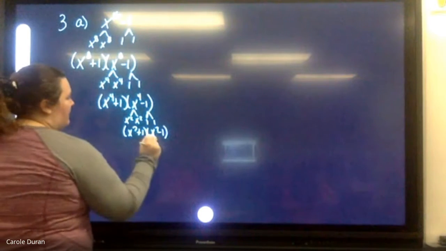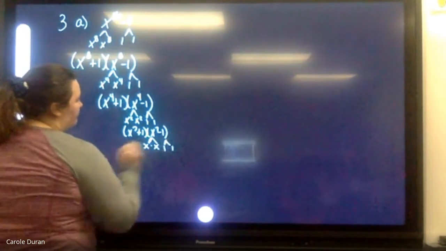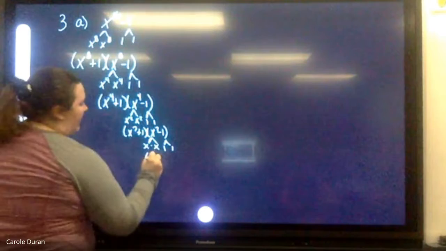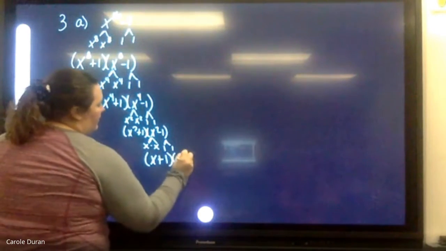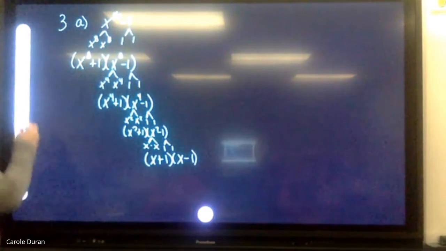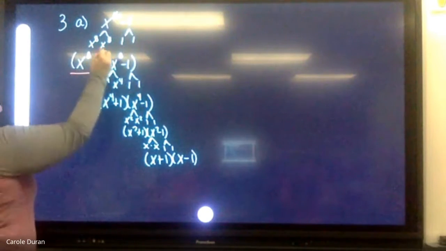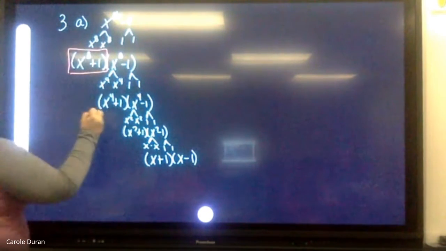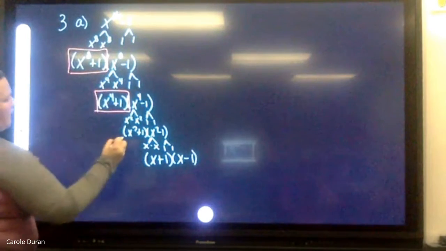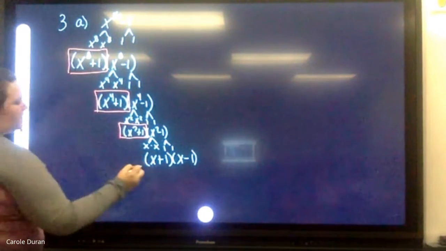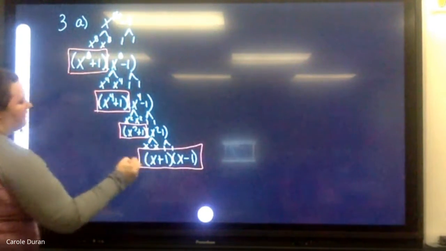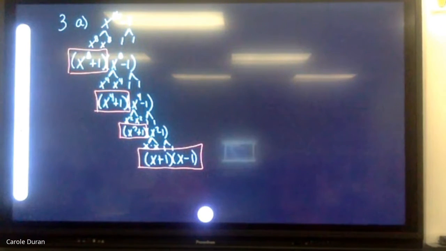And then wouldn't you know it, I get to do it again because x squared minus 1, both of those are squares. X squared is x times x. 1 is 1 times 1. So then that one breaks down into x plus 1, x minus 1. So then all of my factors are the x to the eighth plus 1, x to the fourth plus 1, x squared plus 1, and then the x plus 1, x minus 1. And I would write those out as a product.